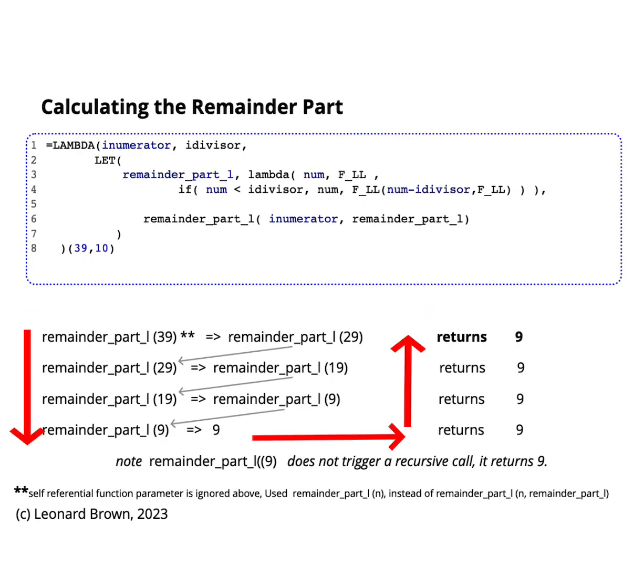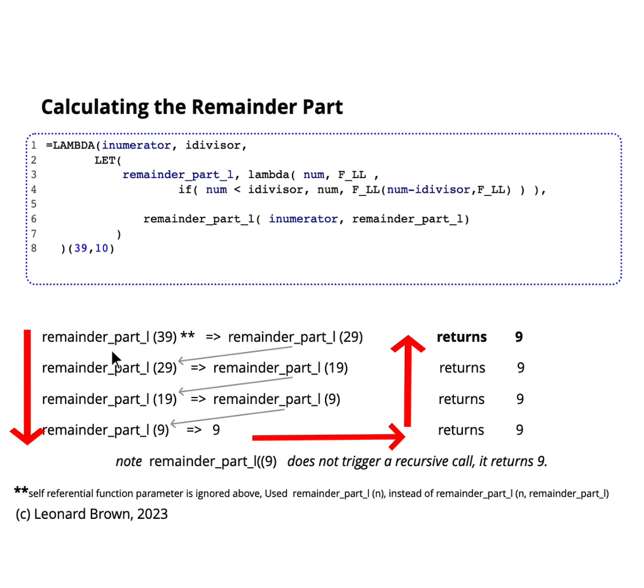Now let's look at the lambda to calculate the remainder part. You can see this lambda here. The key thing is, it says if the numerator is less than the divisor, we return the numerator. If the numerator is not less than the divisor, we return the iterative function remainder part as the numerator minus the divisor. So let's walk through and see how it works when we execute this function with the arguments 39 over 10. So numerator is 39, divisor is 10.